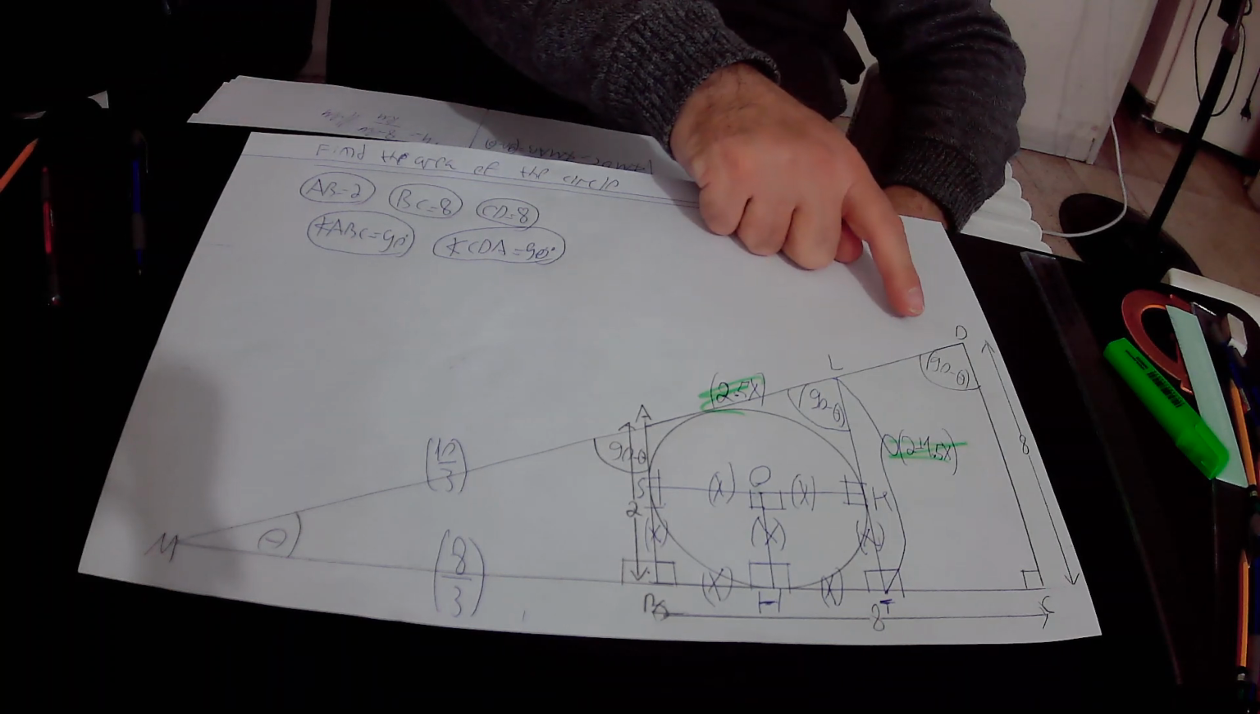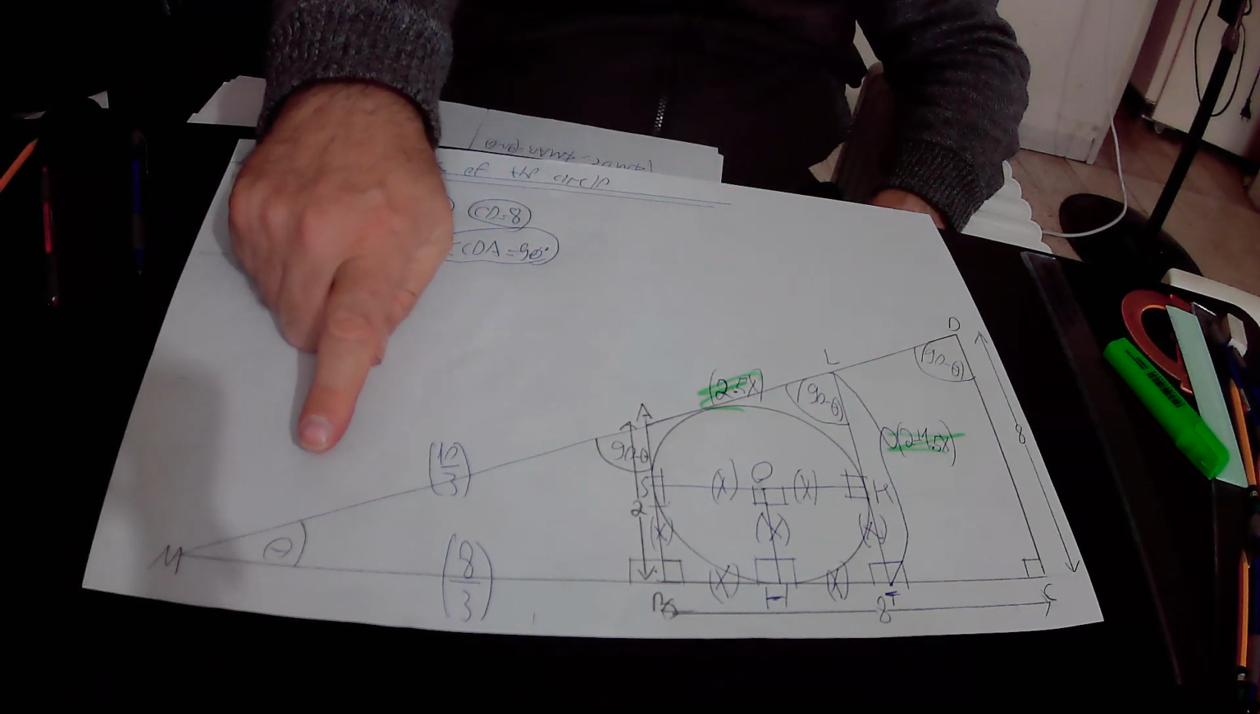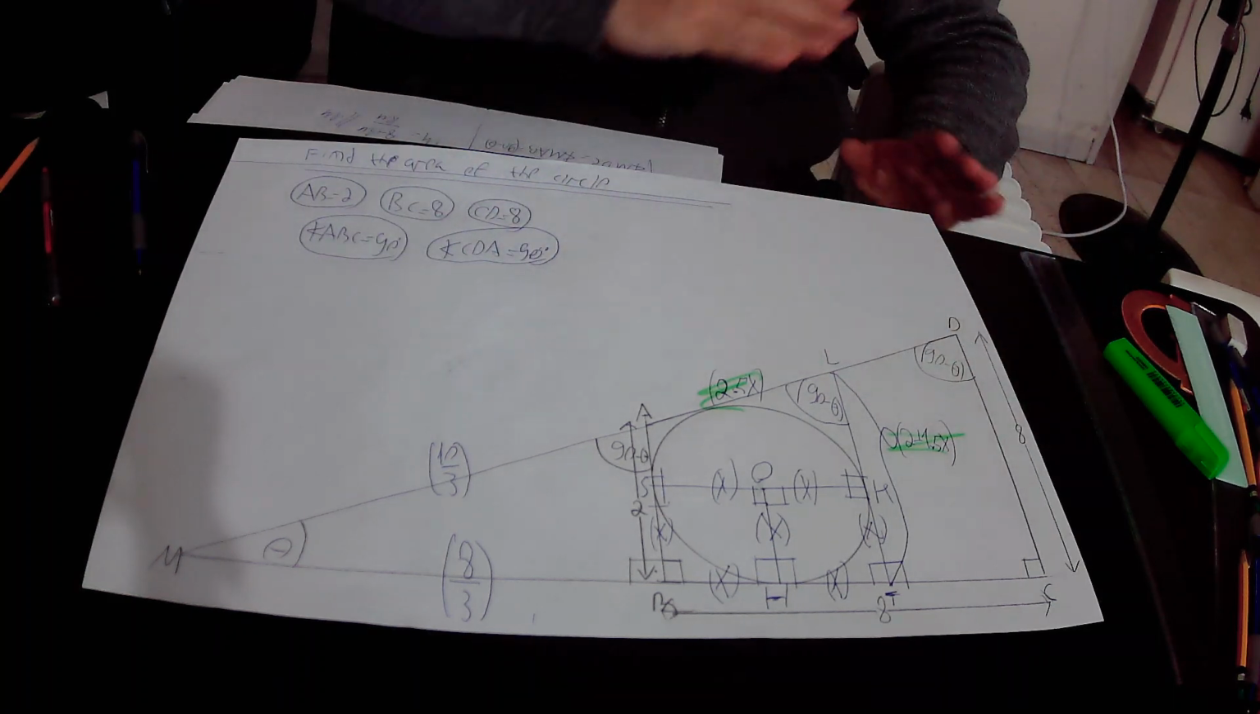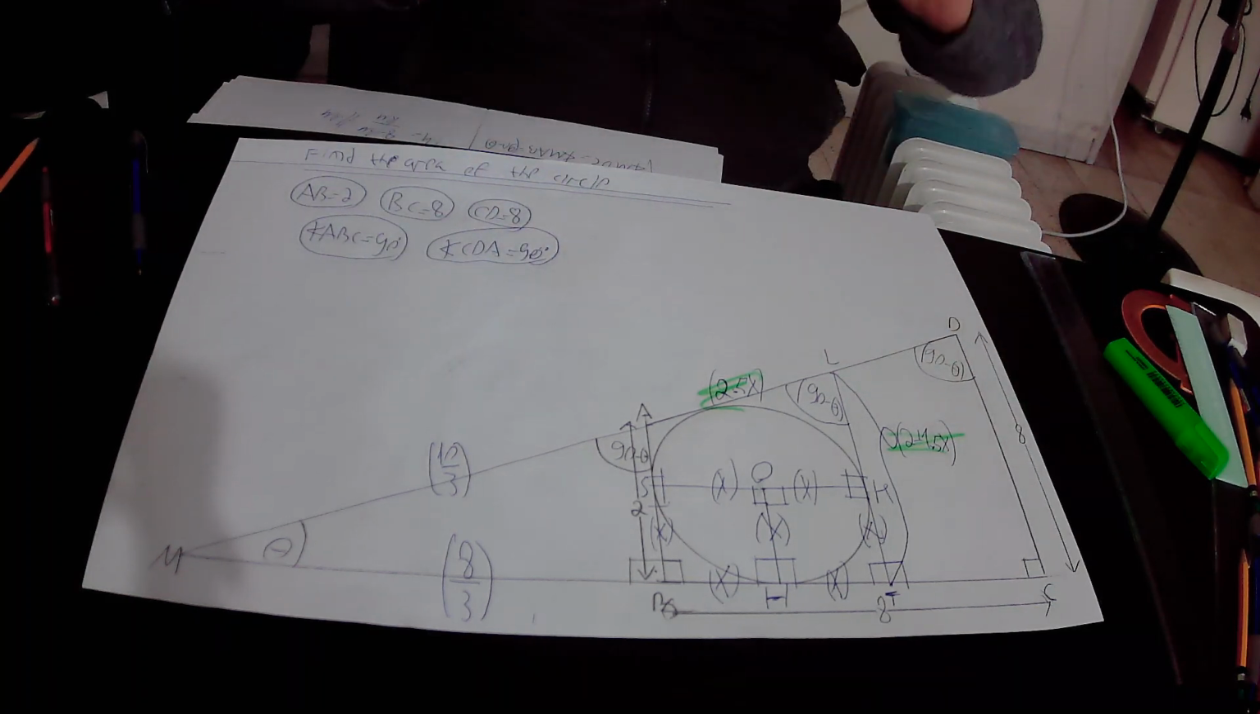90 degrees minus theta plus theta is 90 degrees, and 90 degrees plus 90 degrees is equal to 180 degrees. That is the sum of the angles in any triangle.